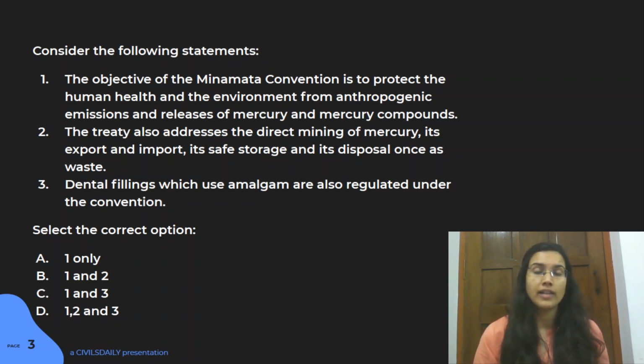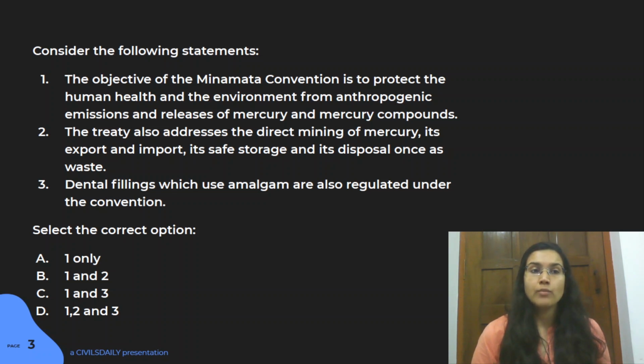The vast poisoning of mercury-related infection that spread in that particular city had led to signing of this particular convention, and it's actually a relatively new convention. Like it was signed and enforced in 2013. So the first statement is in fact correct here. It deals with mercury and mercury-related compounds.